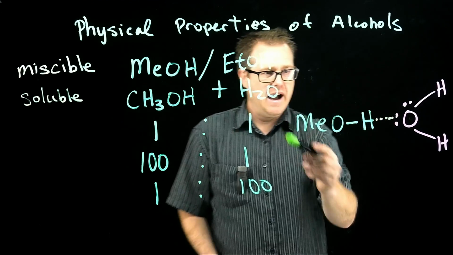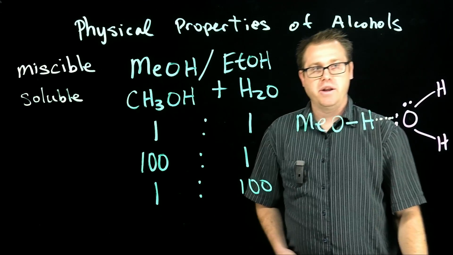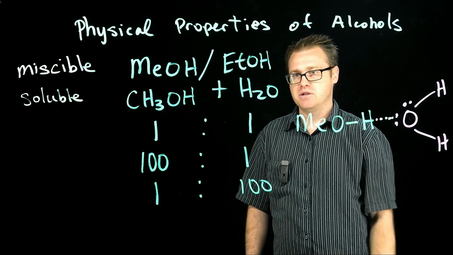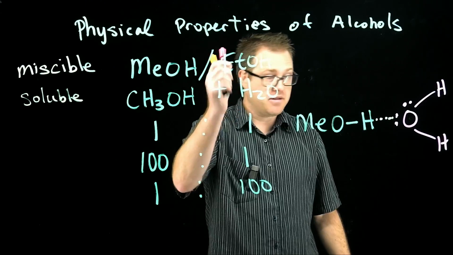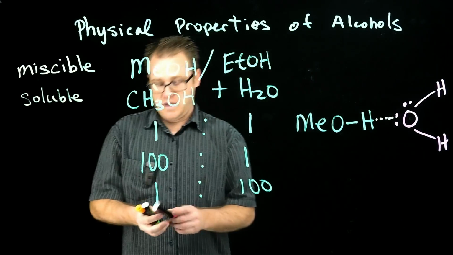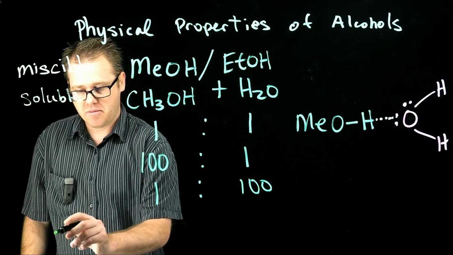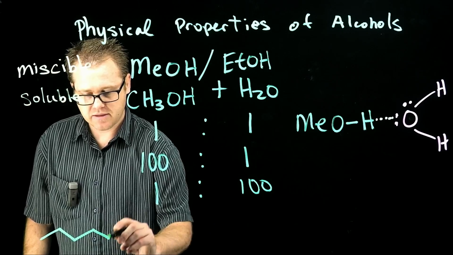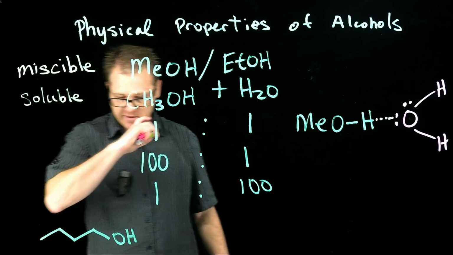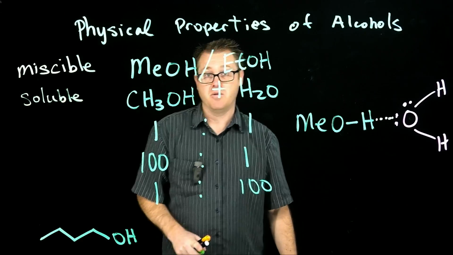So methanol can hydrogen bond very well with the water, and that's going to make it miscible because of that strong hydrogen bond. And the same thing for ethanol, a lot of hydrogen bonds there. In contrast, if we take butanol, and butanol has 4 carbons. Let's double check, 1, 2, 3, 4 carbons. So butanol is not miscible in water.